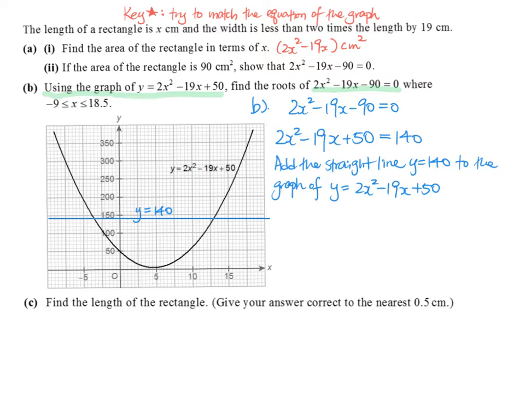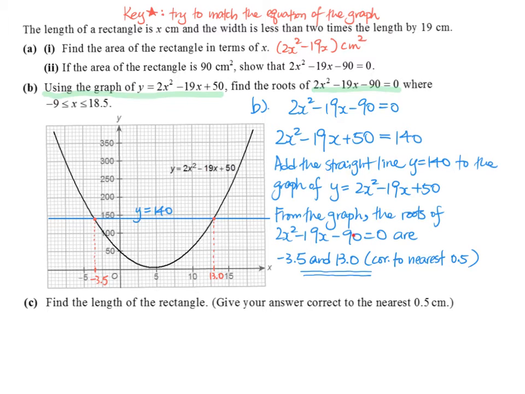And then we want to find the intersections, which are these 2 points, and we find the corresponding x values. And so the answers would be negative 3.5 and 13.0, correct to the nearest 0.5.